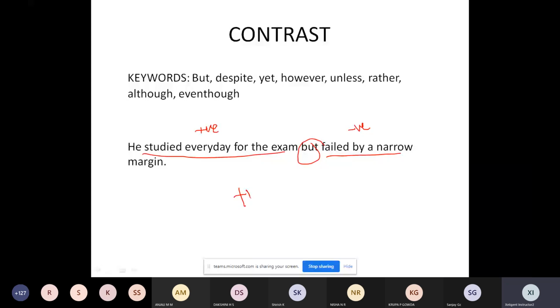That's negative phrase with positive phrase. That is contrasting. You can see that the direction of the flow of the sentence is itself changing. It changes from positive to negative and from negative to positive. That's how it happens when the question is based on contrasting type of sentence completion. You can make a note of these keywords: but, despite, yet, however, unless, rather, although and even though.